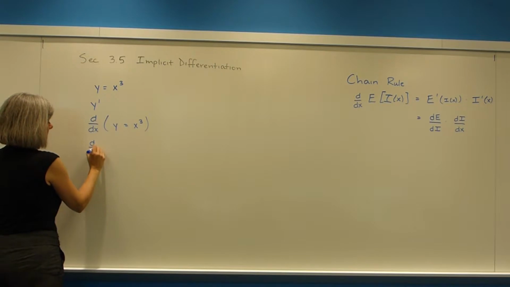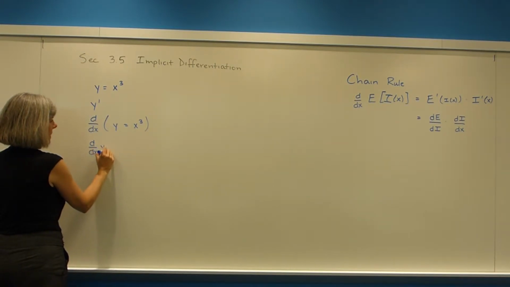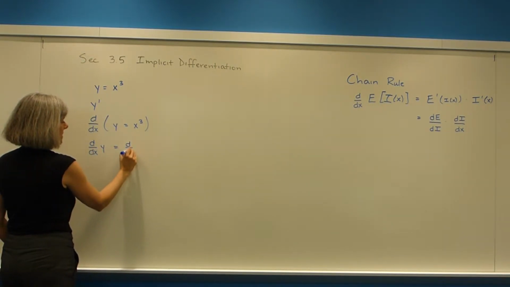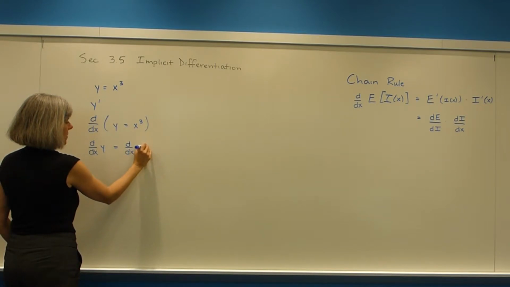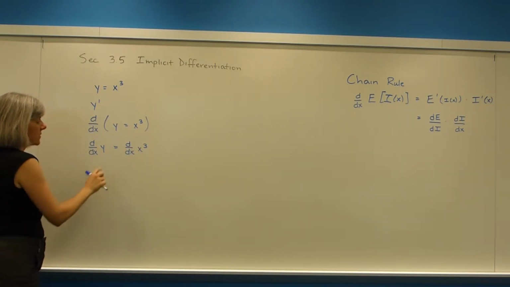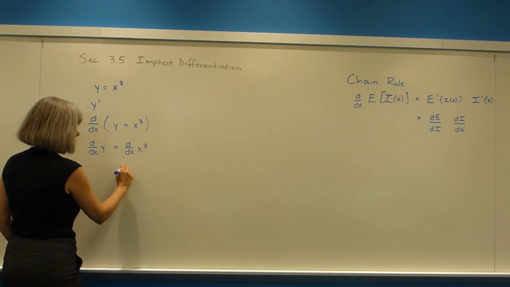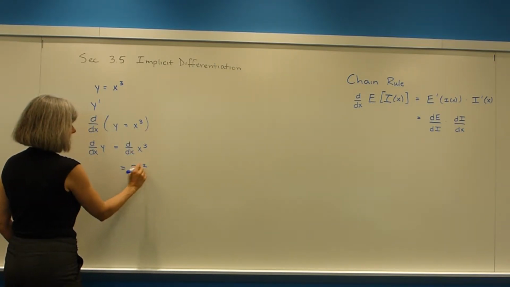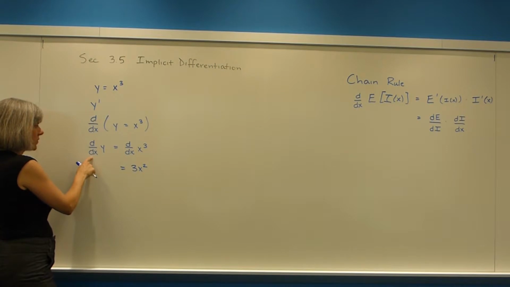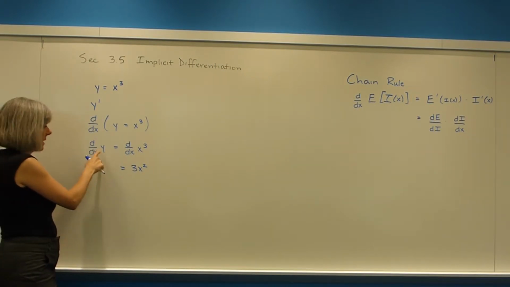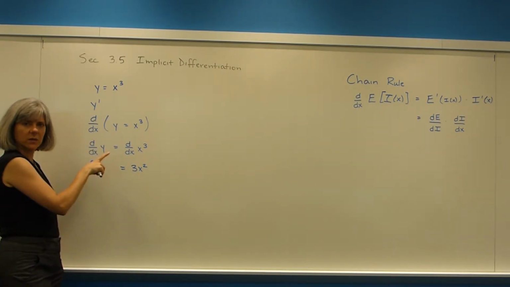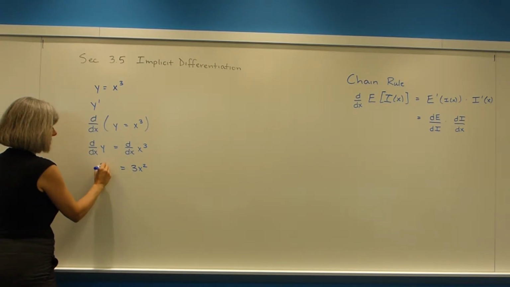So d/dx of y equals d/dx of x cubed. Taking the derivative with respect to x of x cubed, that's a power rule. I know exactly what to do. That's just 3x squared. Taking the derivative with respect to x of y, I don't treat that like a power rule at all. So this I would just write dy/dx.